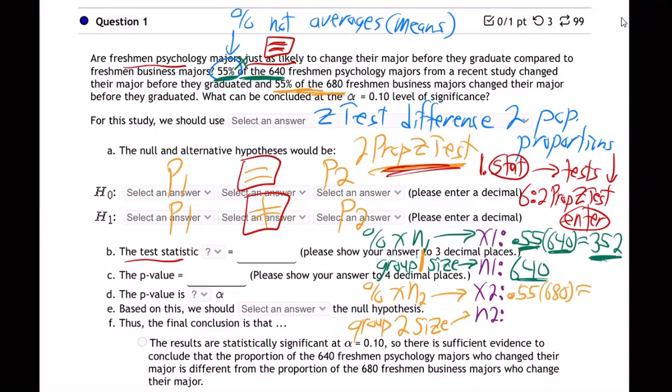You can put it right into that entry on X2. It'll calculate it automatically for you, and come up with 374 people. 55% of 680 times 680 is 374 people. And then this is just 680. So 374 out of 680 of the business majors changed their major.